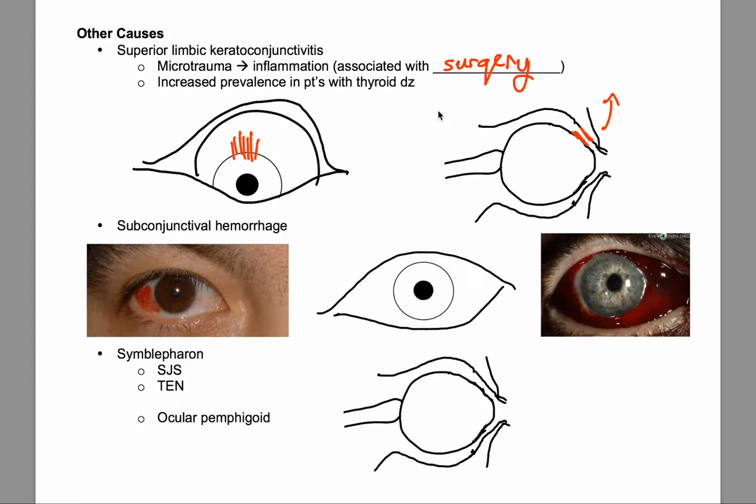There's also an increased prevalence in patients with thyroid disease, which is really interesting because patients with thyroid disease can develop proptosis, which again leads to increased friction, increased contact, and microtrauma here on the upper limbal surface of the conjunctiva.